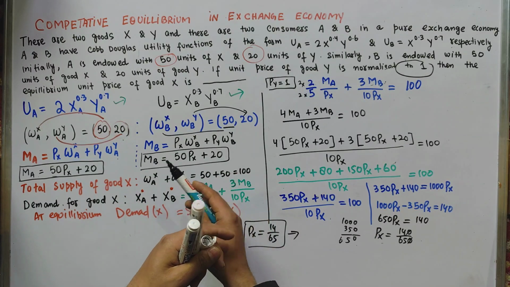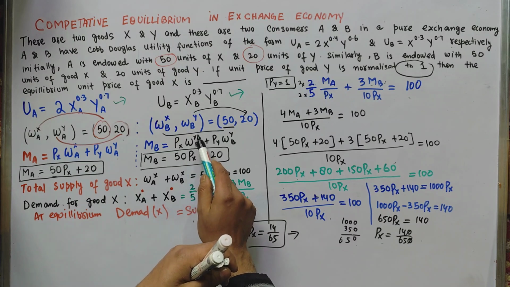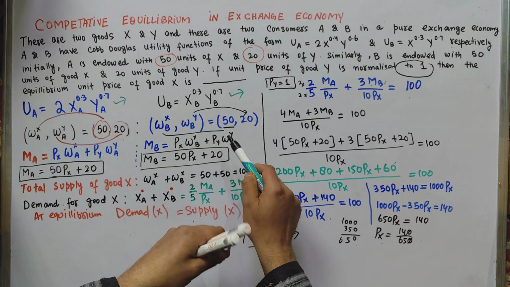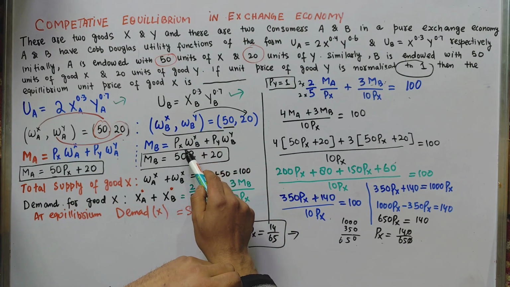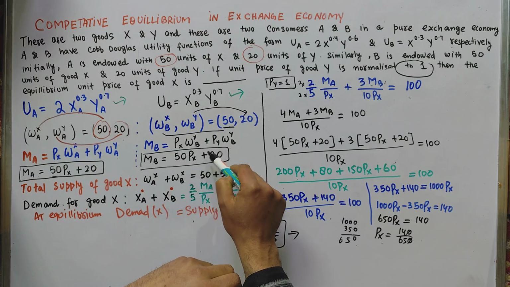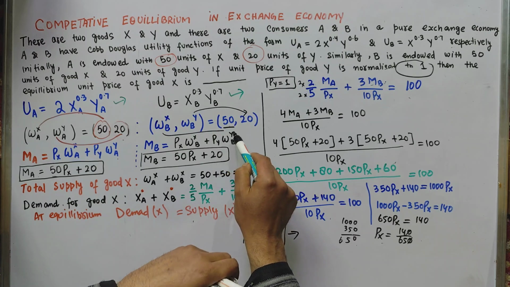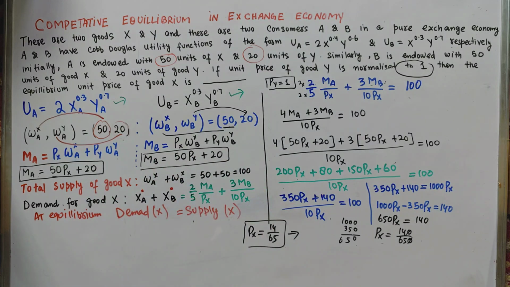Symmetrically, the income of consumer B will be equal to price of X times units of X held by B plus price of Y times units of Y held by B. That is, units of good X held by B is 50 times price of X plus price of Y is normalized to 1, so 1 into the endowment of good Y held by B, which is 20. So these are the incomes of the consumers.